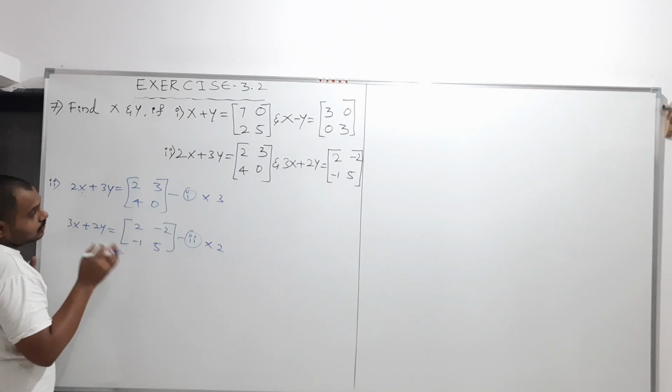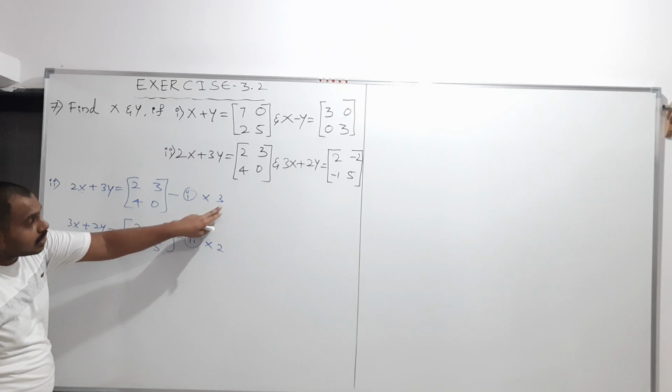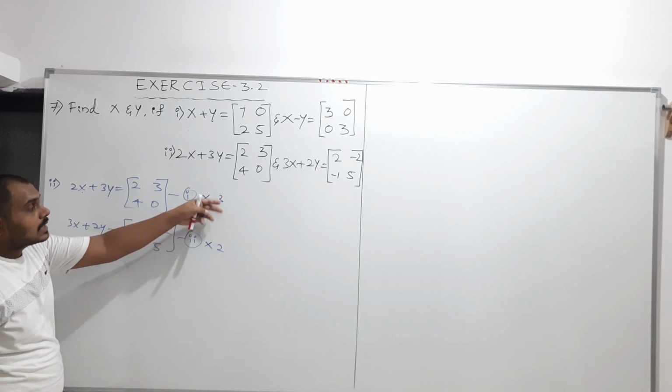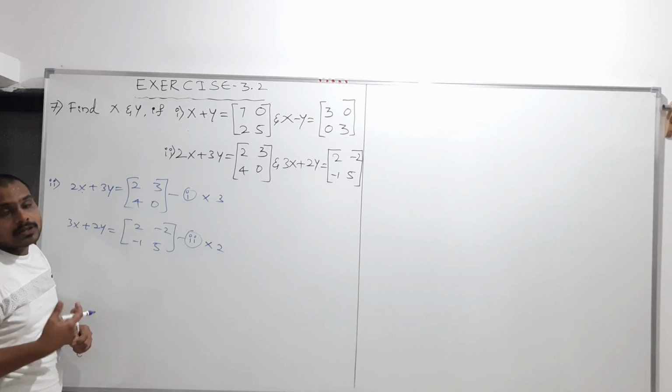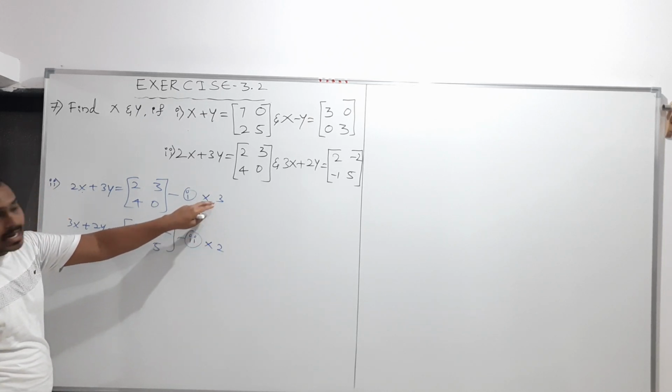To solve this, what should I do? You should always take the smaller values, because if you take 6 and 9 and so on, the steps will be complicated. So for that reason, I'll take the simpler value 3. Here it is, I took 3.